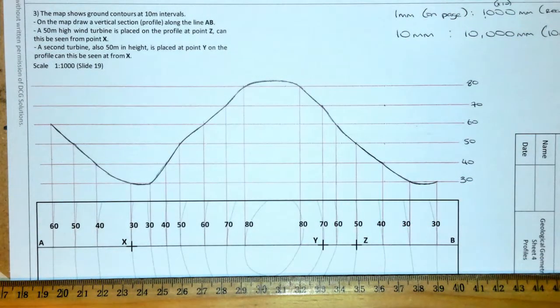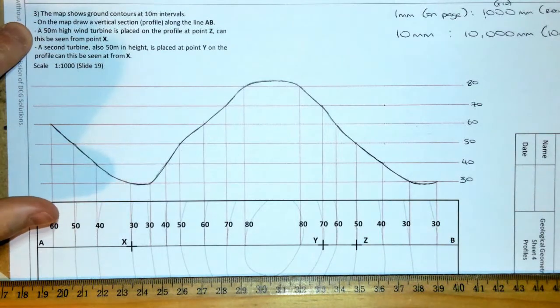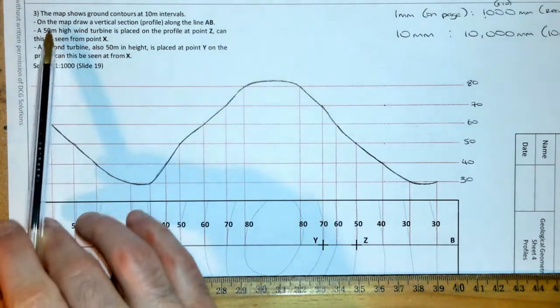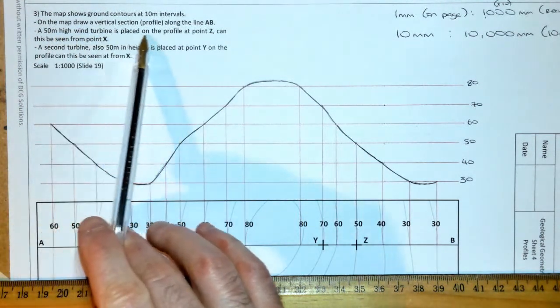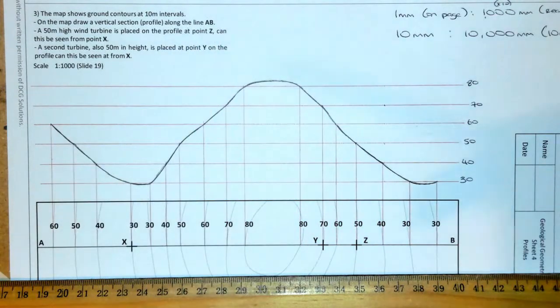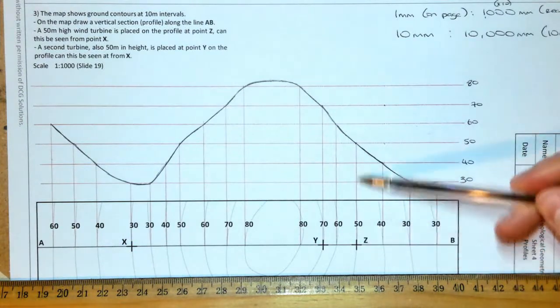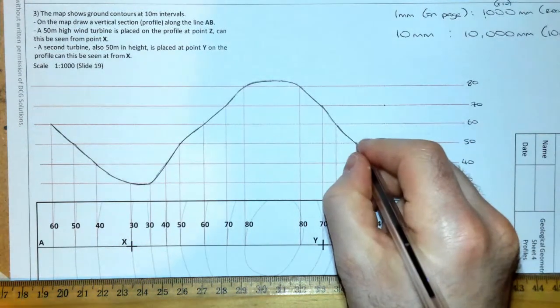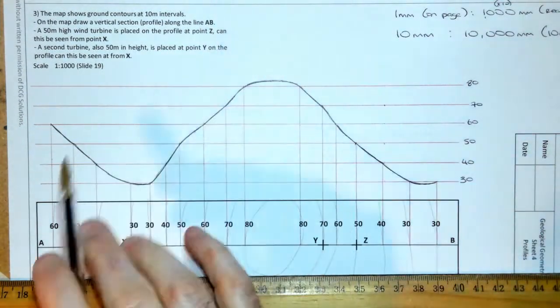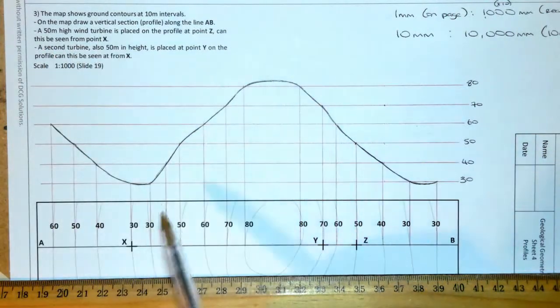Right folks, there we have it. That is the profile completed along the line AB. Now what we have to do is work on this last little part here, okay? So it says a 50 meter high wind turbine is placed on the profile at point Z. So we can see point Z is here, so right there. And what we're asking is, for a 50 meter turbine, can this be seen from X?